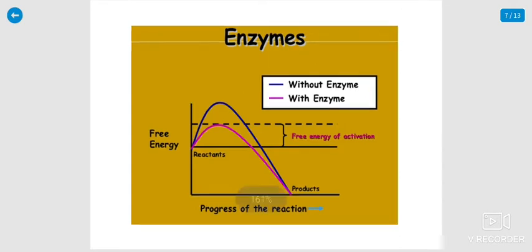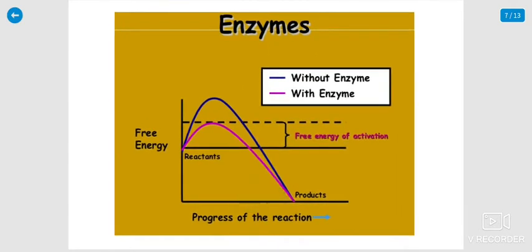The picture shows that the enzyme is a catalyst, that means free energy, that means without enzyme, and the pink color is with enzymes. So these are all the difference in the without and with enzymes. So free energy of activations. This is the difference of the reactant and the products. The progression of the reaction.